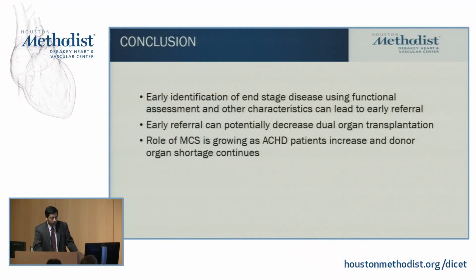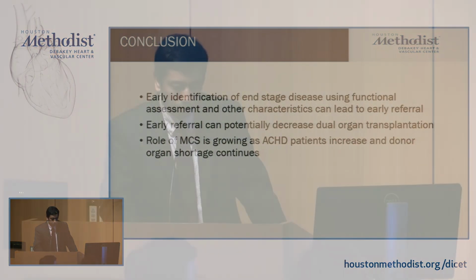All right, so to conclude, early identification of end-stage disease using functional assessment and other characteristics can lead to early referral. Early referral can potentially decrease the need for dual organ transplantation. The role of MCS is growing, especially as the adult congenital heart disease patients increase in number and donor shortage continues. So, thank you very much, and happy to take any questions.